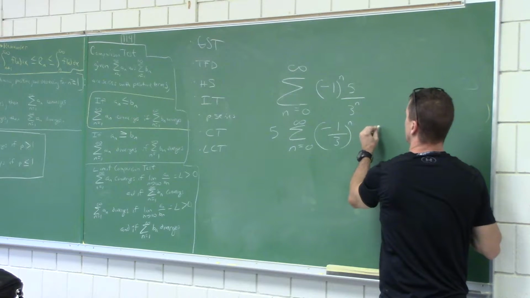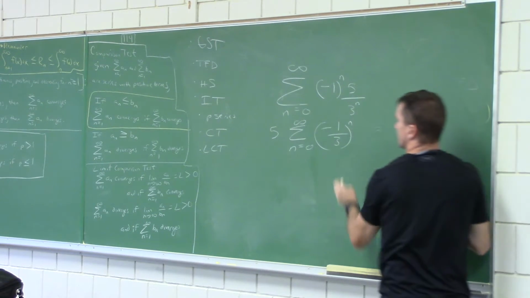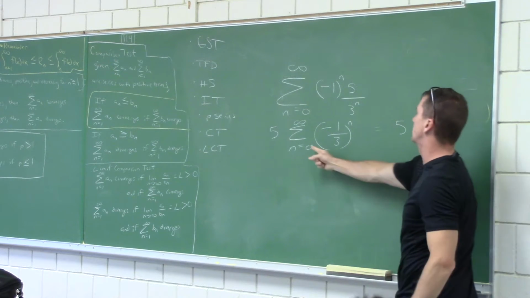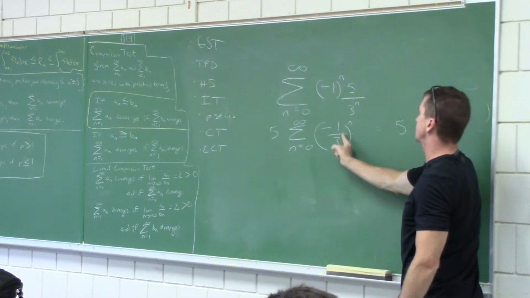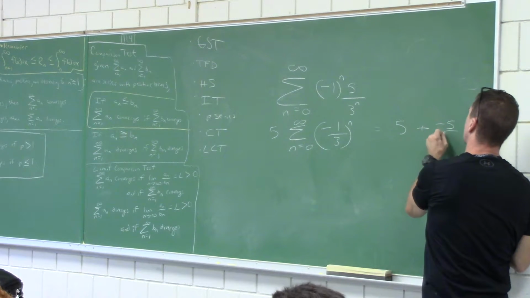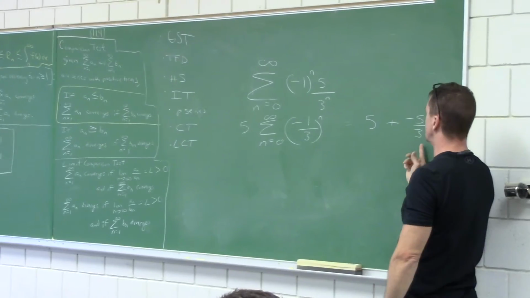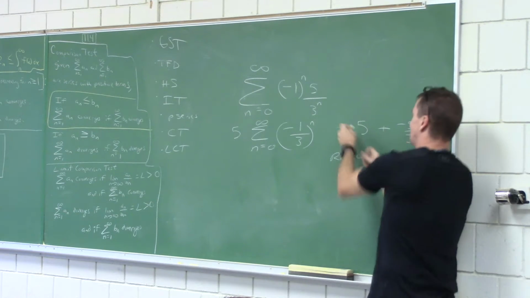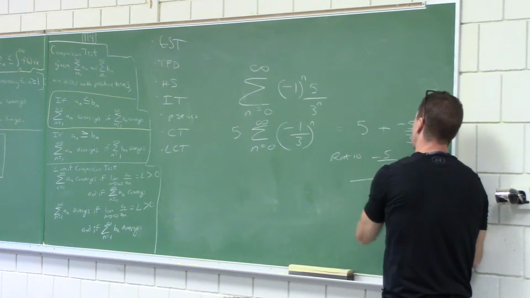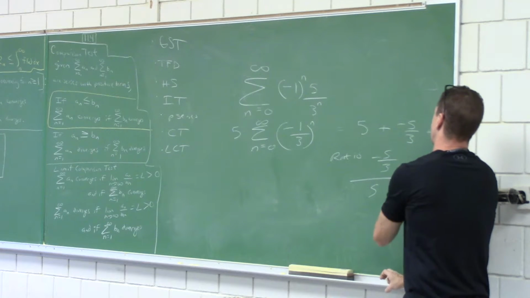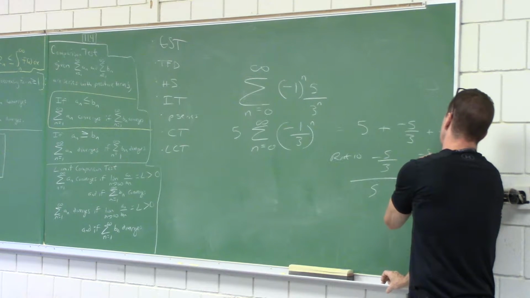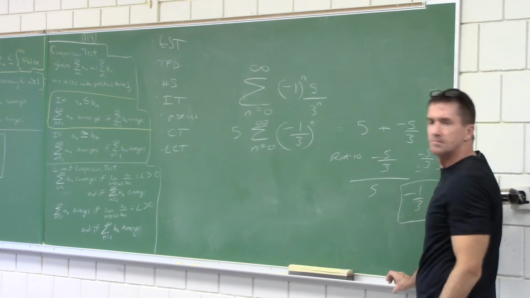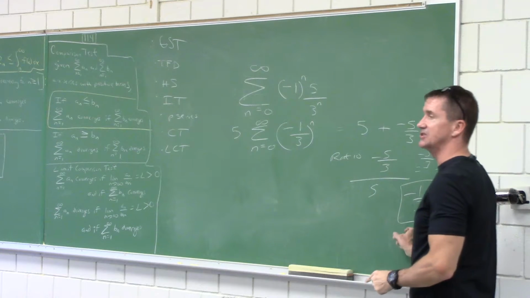But I just want to point out, what would be the first term when I plug in a 0? Don't forget about the 5. 5 times anything to the 0 is 5. Plus, what would it be when you plug in a 1? What's 5 times -1/3 to the 1? -5/3. When this is a geometric series, how can I find my ratio? Take the second divided by the first. What is -5/3 divided by 5? It's -5/3 times 1/5, which is -1/3. Hey, cool. So that's the ratio.